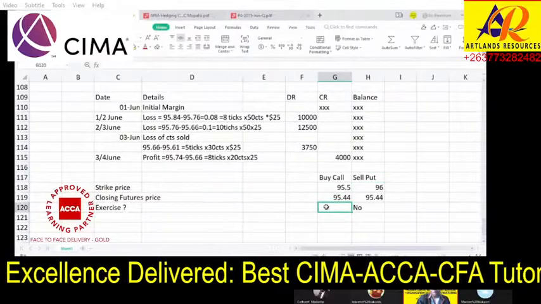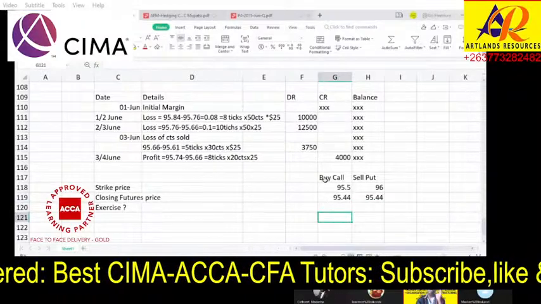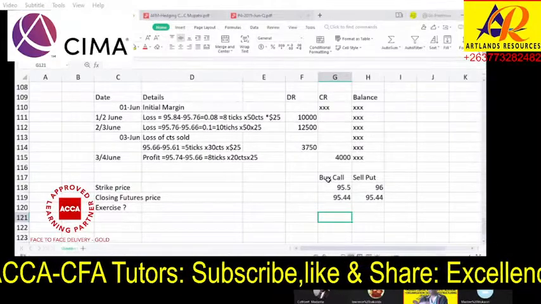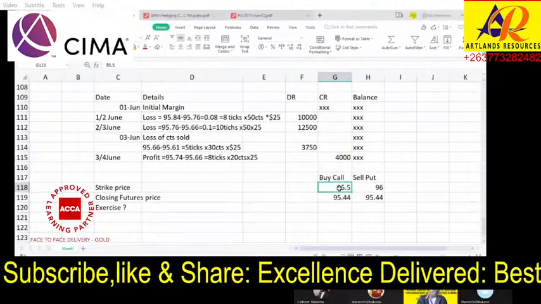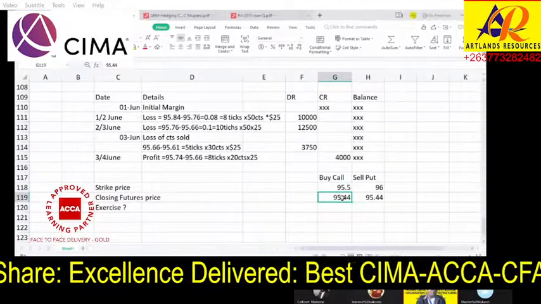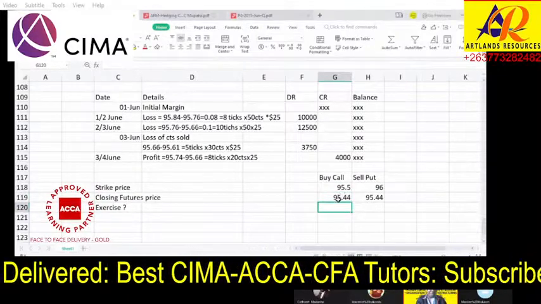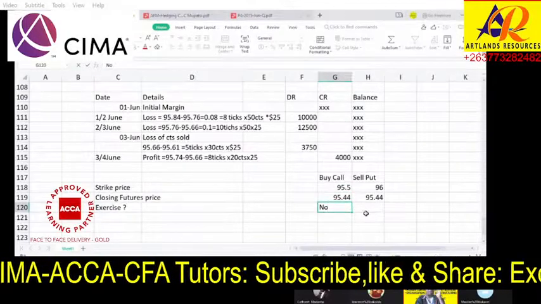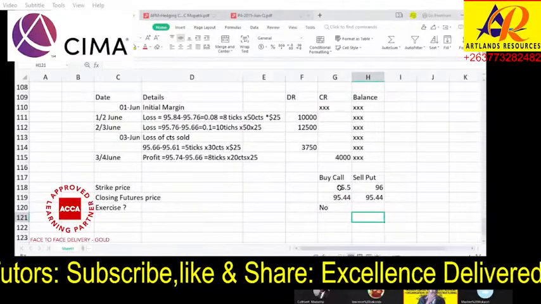So notice, I want to put this off here, and then I ask myself, here is where you need to pay attention. I need to know what it means to buy a call. Buying a call means securing the right to buy at the strike price. So I ask myself, can I buy at 95.5 or can I buy at 95.44? I would rather buy at 95.44 because 95.44 is cheaper. So because 95.44 is not the strike price, I say I don't exercise the option. In other words, I let the option lapse because the strike price is not favored.